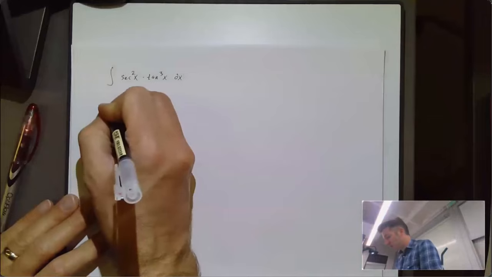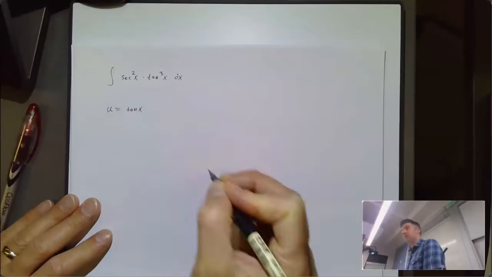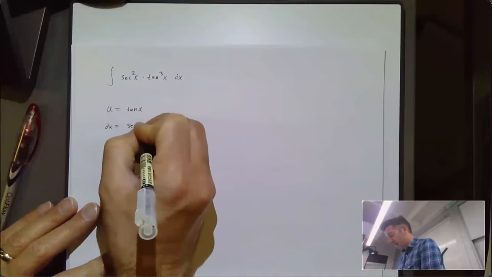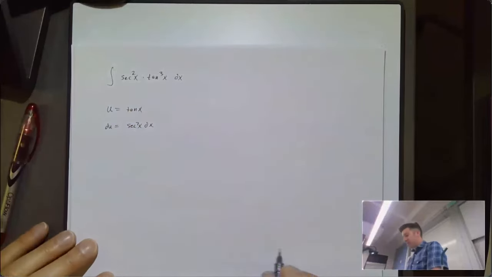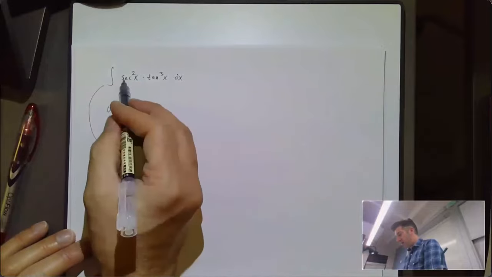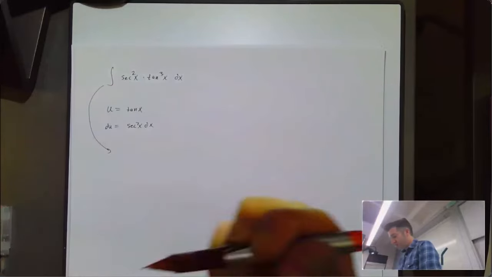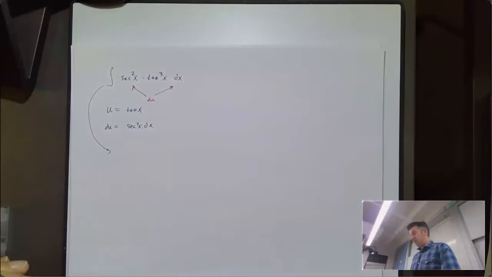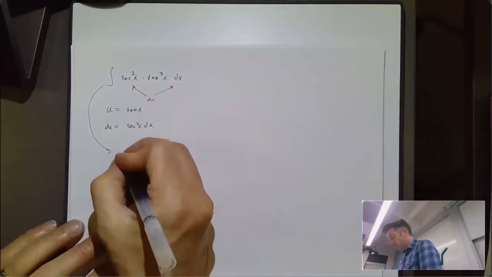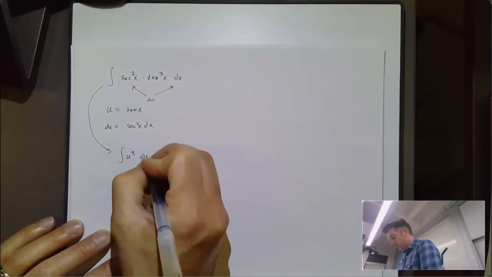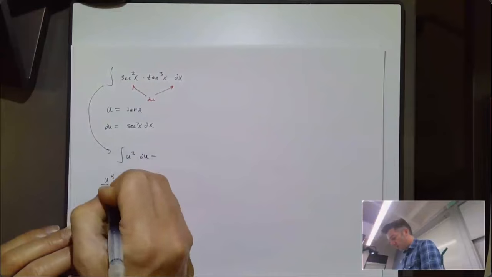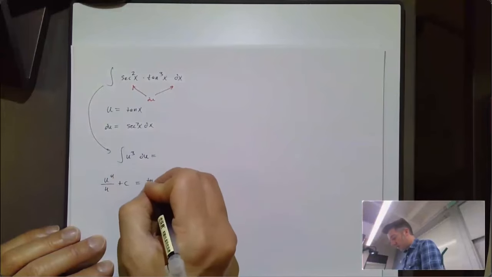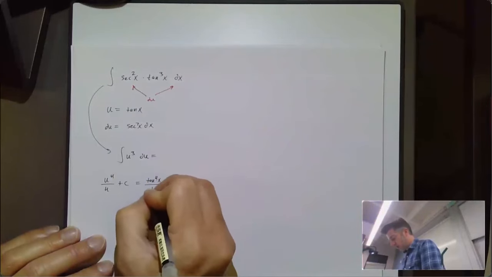If I pick u equal to tangent, that seems like a real good choice. If u equals tangent, my du is secant squared x dx. That's kind of ideal, because then there's my du right there, secant squared times dx. So I'm just going to have the integral of u cubed du, which is going to equal u to the 4th over 4 plus c, which is tangent to the 4th x over 4 plus c.